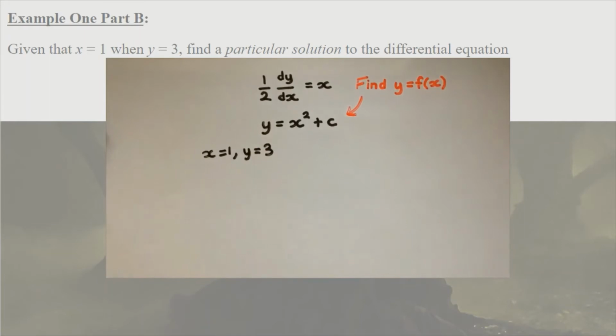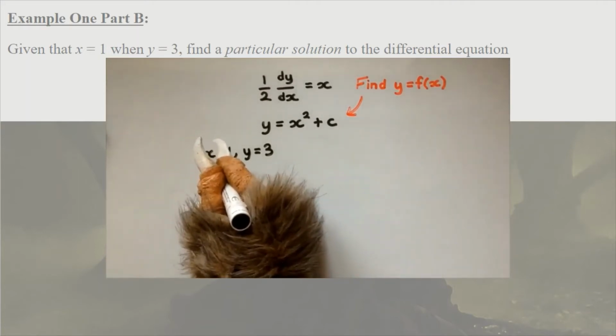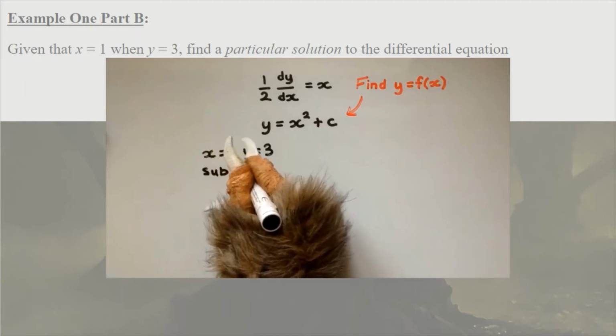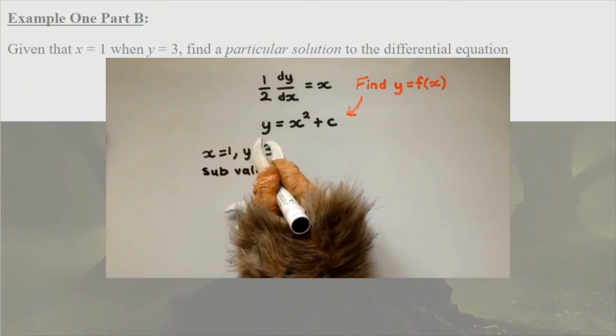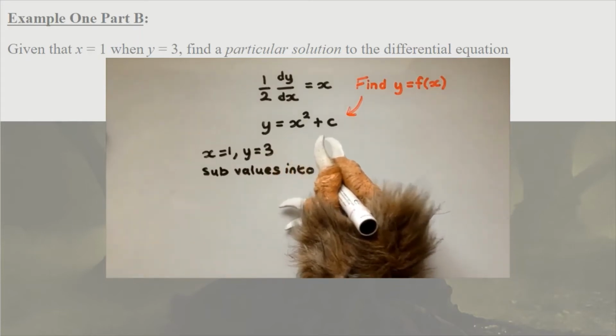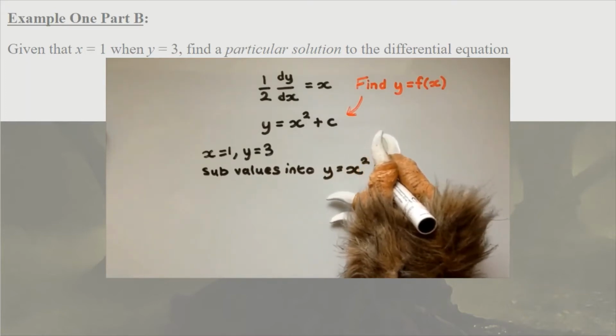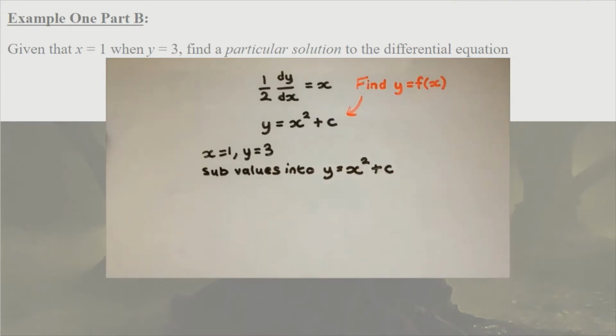Okay, great. So how do we find our specific solution? Well, it's pretty obvious, I think. We just substitute in those values and then determine the value of the constant c. So I'll just make a note of that because you need to remember how to do this. Sub values into y equals x squared plus c. Okay, we can do that.